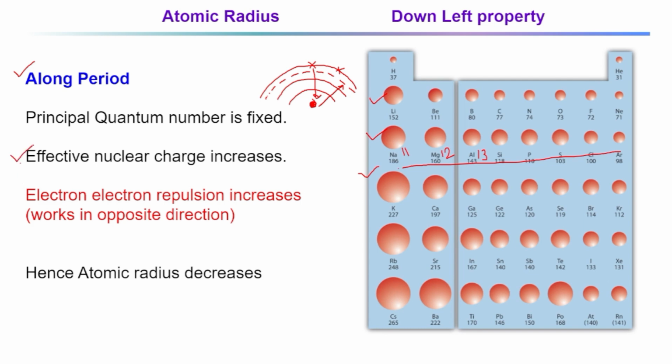The increase of effective nuclear charge, that is the dominant factor. As you go from left to right in a period, the effective nuclear charge increases. Although the electron-electron repulsion increases, that is a minor factor. Because the effective nuclear charge increases, the electrons feel more attraction to the nucleus, and the shells come down. That shrinks, because of which we see the atomic radius decreases. So along a period, the atomic radius decreases.